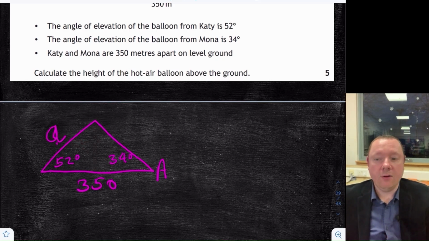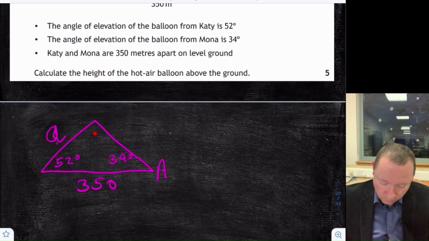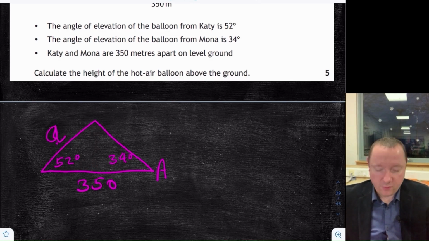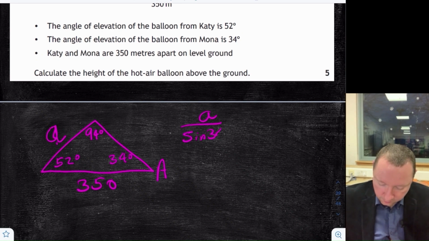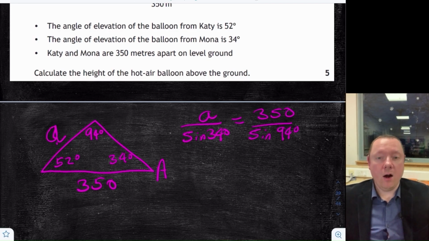So the first thing I'm going to have to do is get this angle at the top, because I need it to go with this one. So adding these two numbers together and taking away from 180. 52 plus 34 gives us 86. 180 minus 86 is 94, so I can note that is 94 degrees and start my work. A over sine 34 equals 350 over sine 94. And if you're going this route, you'll get a mark for that.